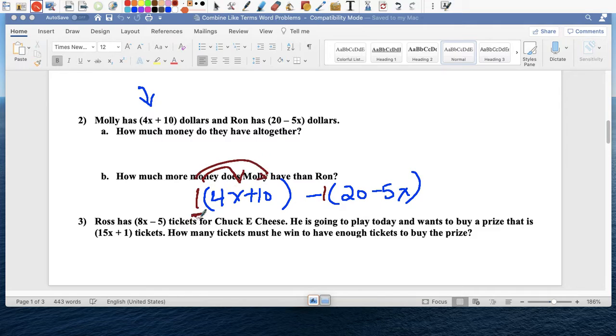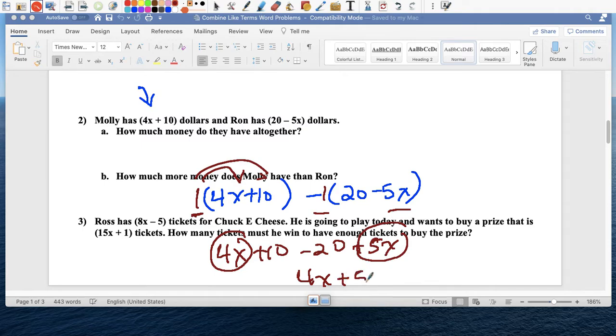Multiply. Make sure you use this sign. So it's positive times a positive. It's positive 4x. Positive times positive is 10. Negative times a positive is going to give me negative 20. And negative times a negative is going to give me positive 5x. Combine like terms. 4x plus 5x are side by side, and then plus 10 minus 20. What's 4x plus 5x? 9x. And then 10 minus 20 is negative 10. So how much more money does he have? He has that much.